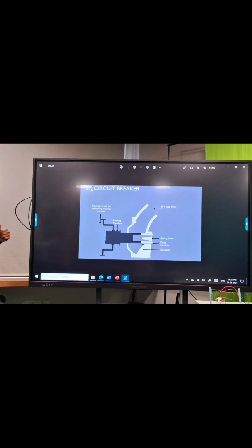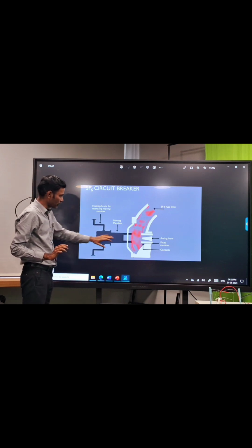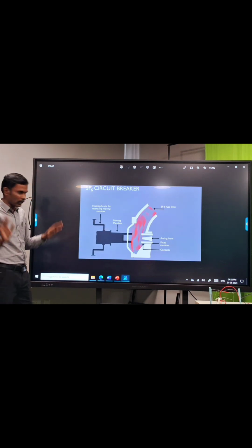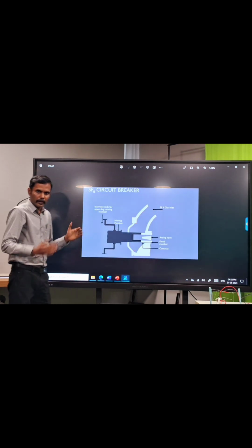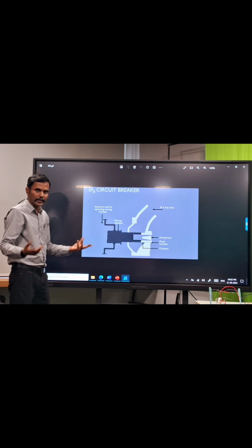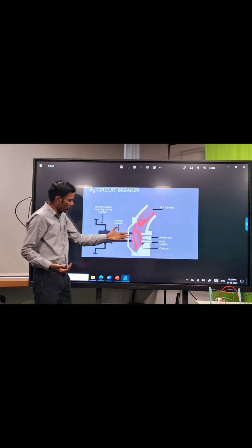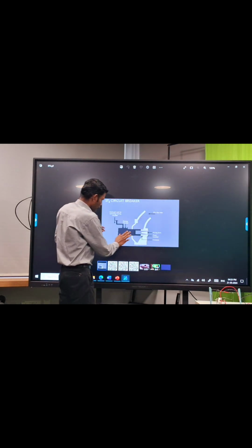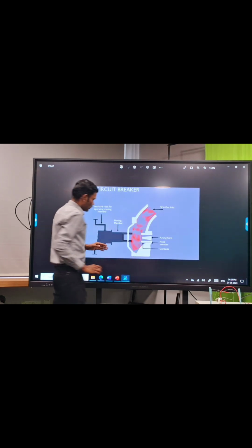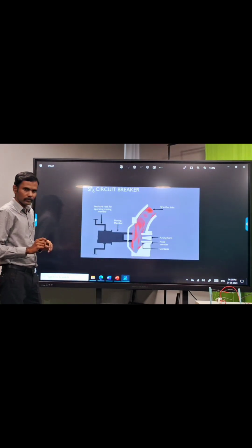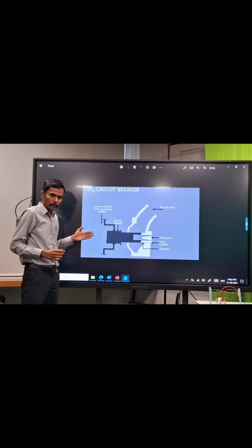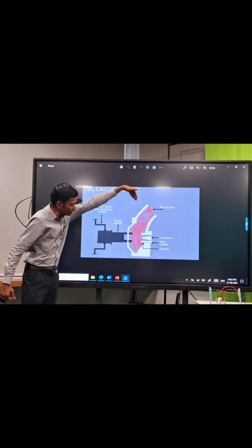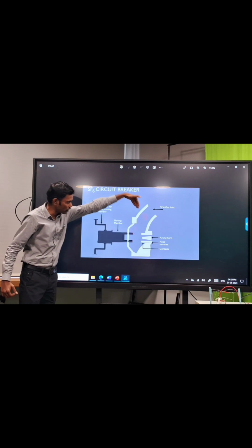Here we have two contacts. One is called the fixed contact, another is the moving contact. Under normal condition, the fixed contact and moving contact are both closed. When you get an abnormal condition or fault current, the moving contact will be moved. When the relay, which is the brain of your power system, gives a command to the circuit breaker, the moving contact moves away from the fixed contact, and the SF6 gas comes through this chamber.